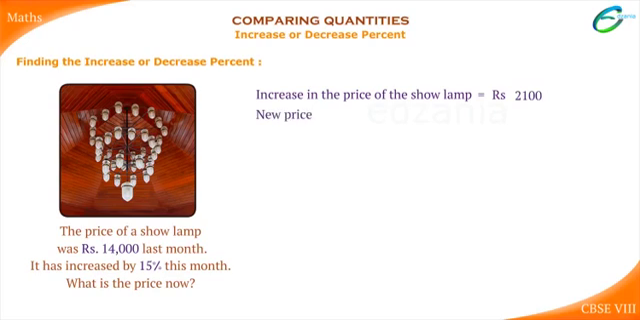Therefore, new price is equal to old price added to increase. That is rupees 14,000 plus rupees 2,100, which is equal to rupees 16,100.